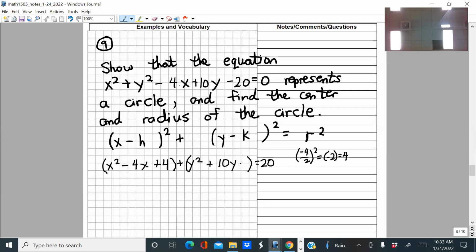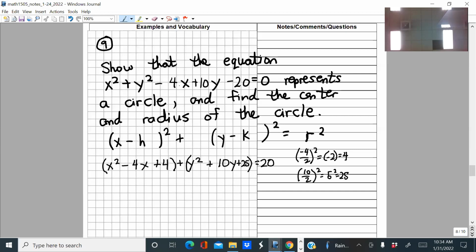And I'm going to do the same thing with the parentheses that have the y's. So take the 10, divide that by 2 and square it. So you get, of course, 5 squared there, which is 25. So in here, you add in a 25.